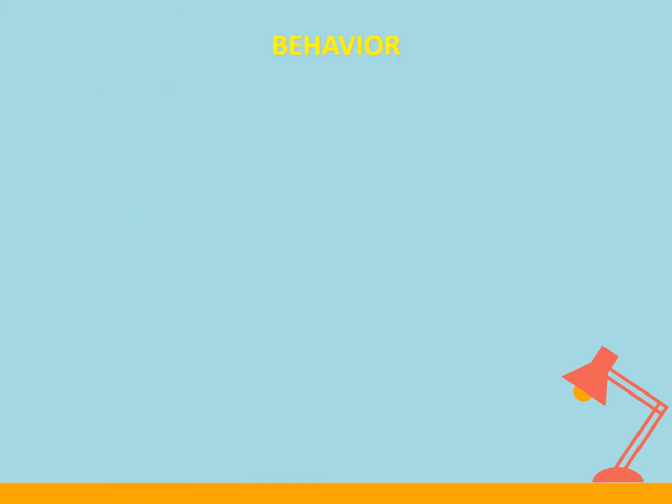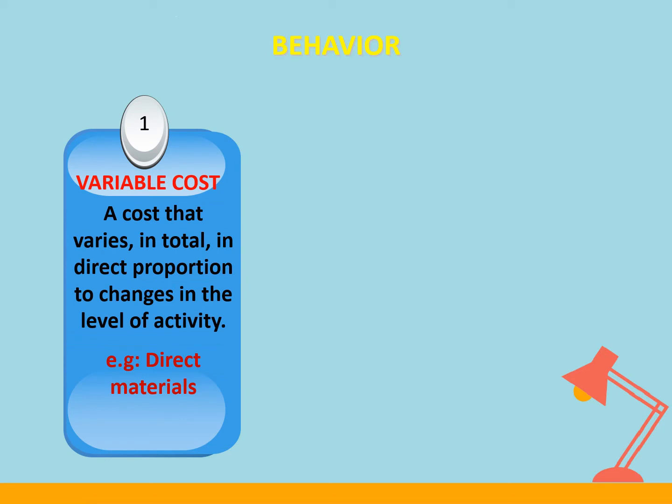Under behavior, costs can be divided into 3. The first one is variable cost. It is a cost that varies in total in direct proportion to changes in the level of activity. For example, direct materials.